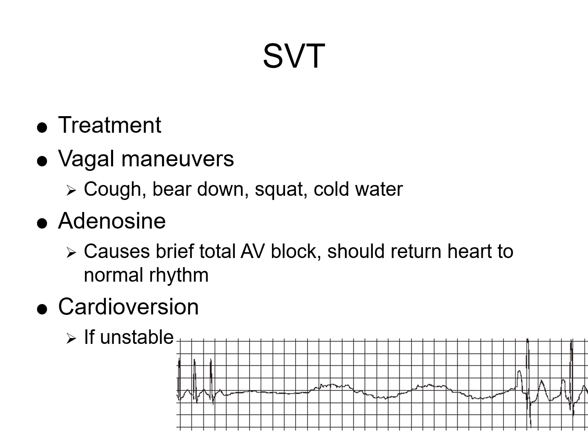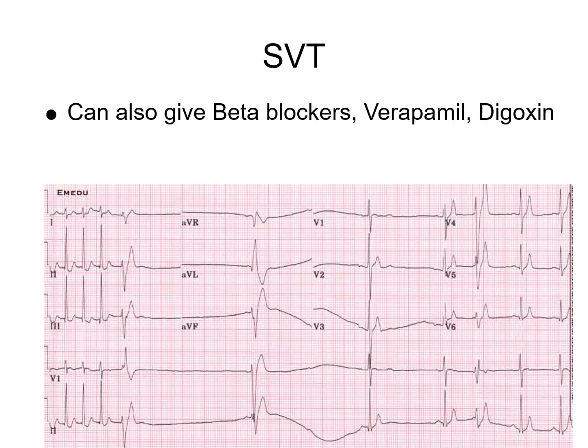Some of the causes can be rheumatic heart disease, which is usually a mitral valve issue, arteriosclerotic cardiovascular disease, overexertion, stress, hypoxia, stimulants, hypokalemia, and meth. So you may see patients come in with this. All the lovely street drugs out there. You can also give beta blockers, verapamil, and DIG.